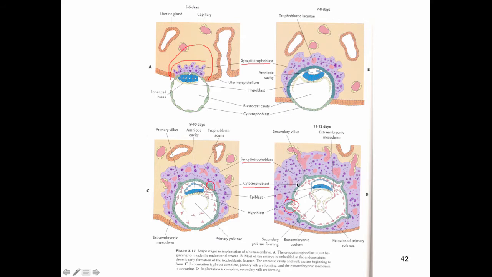So these little lakes of maternal blood eventually are going to be surrounding these chorionic villi. Okay? And it's really going to lay the foundation for what we will see in the placenta, the relationship between these chorionic villi that are just surrounded by maternal blood. Okay? So by about day 10 to 12 after fertilization, the embryo is going to be completely embedded in the endometrium.